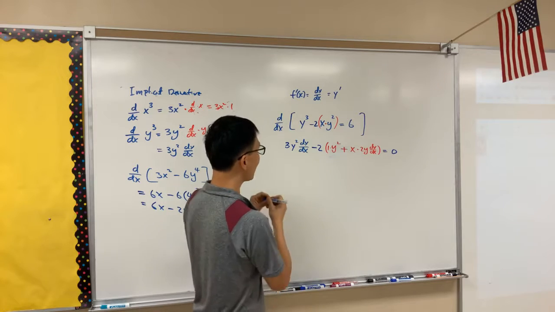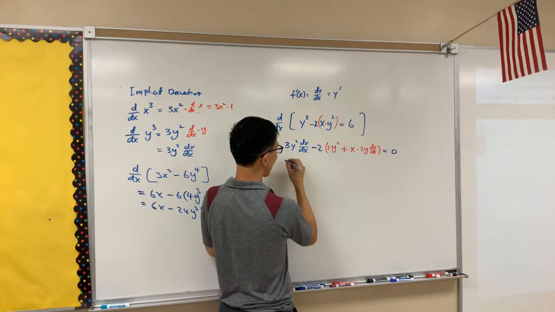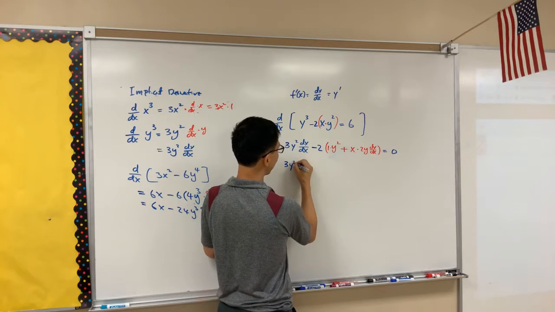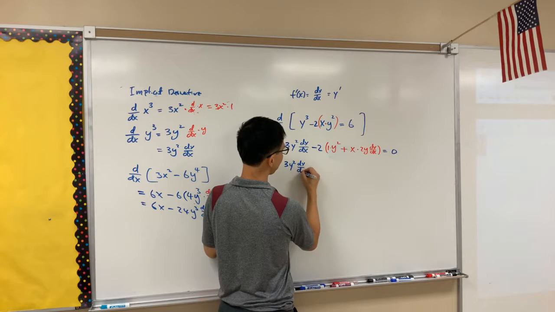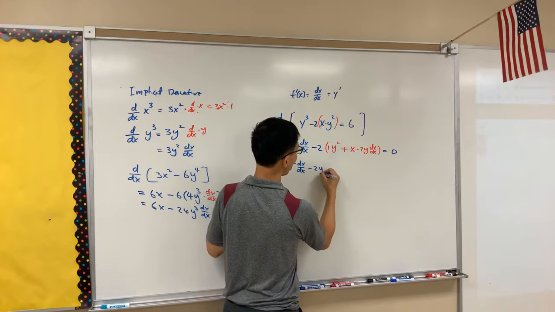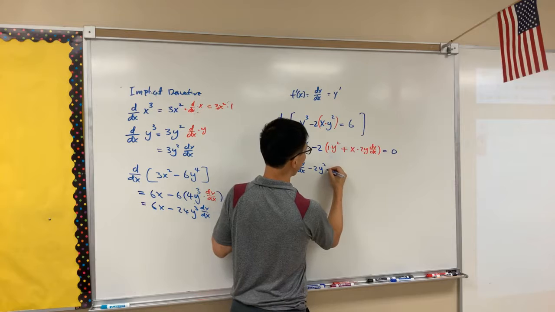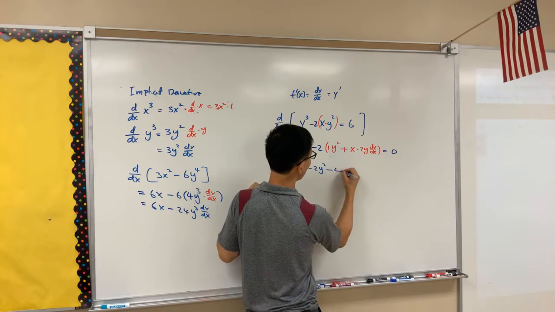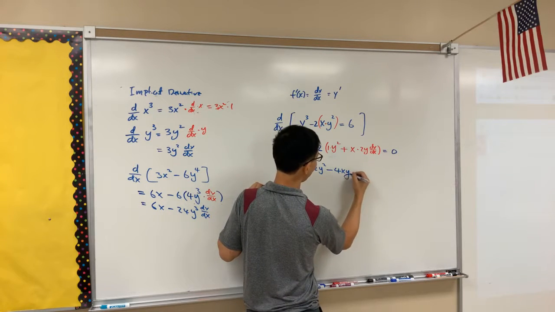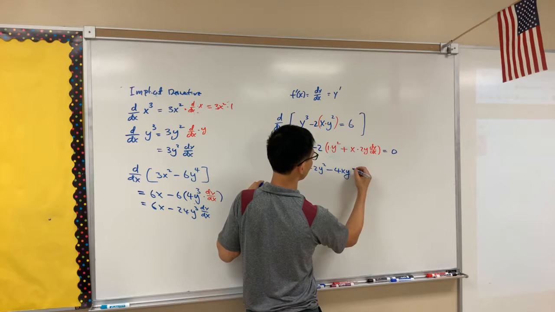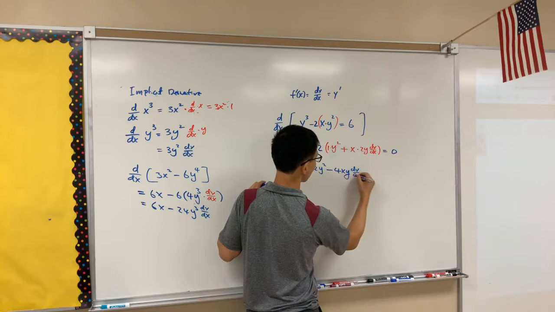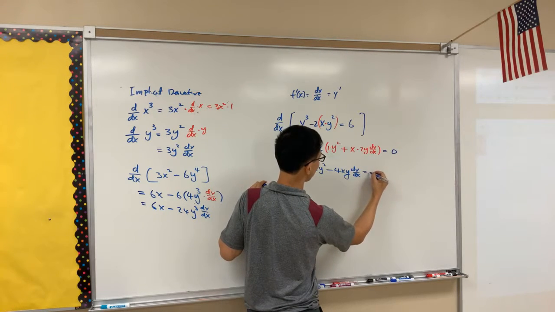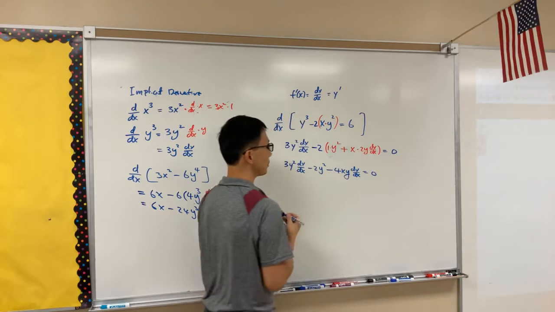So now I'm going to distribute this. I'm going to say 3y squared dy/dx minus 2y squared minus 4xy dy/dx is equal to 0. I distribute it because they're inside the parenthesis.